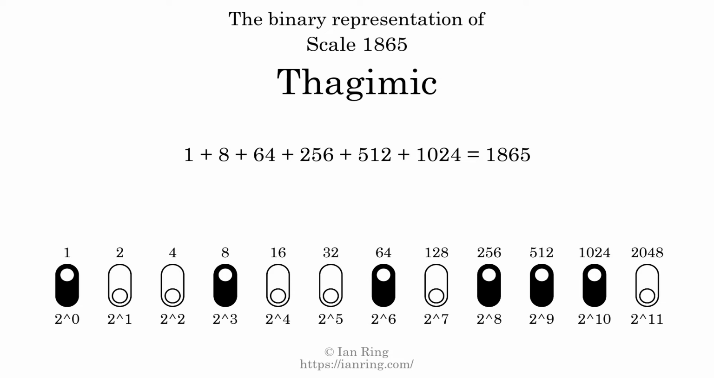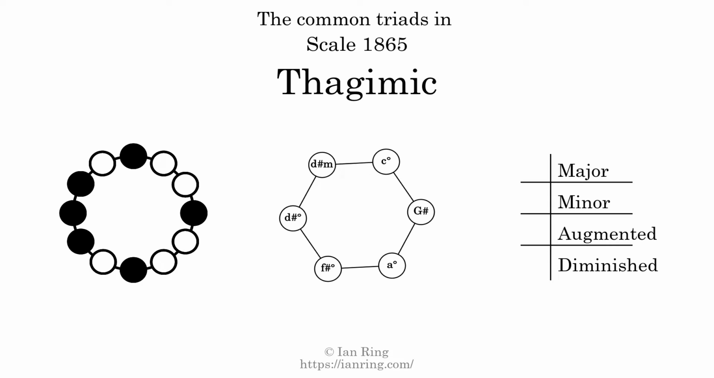1865. The scale number not only enumerates the scale with a unique index, but it also literally describes the tonal content of the scale. Represented as a binary number in base 2, the scale number is 0111010010001. Here are the common triads present in this scale.